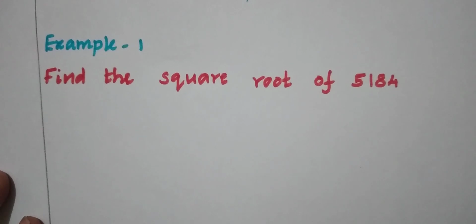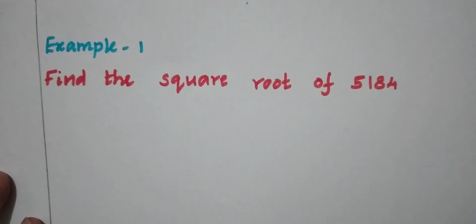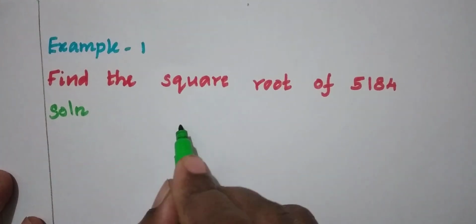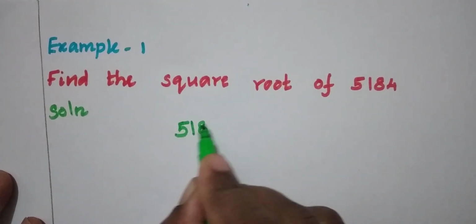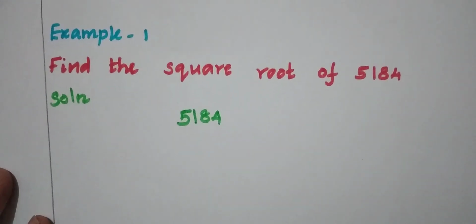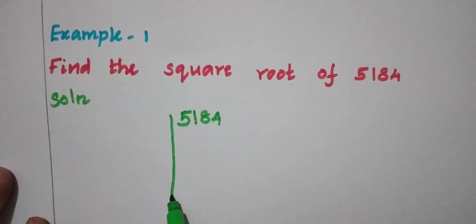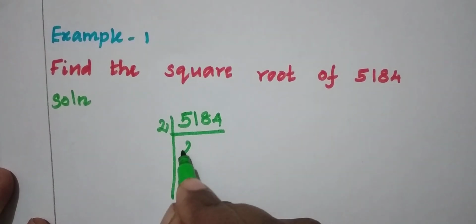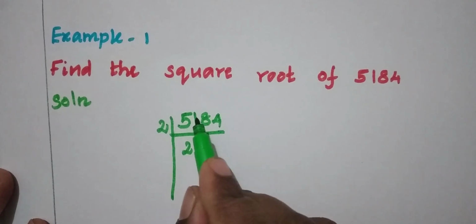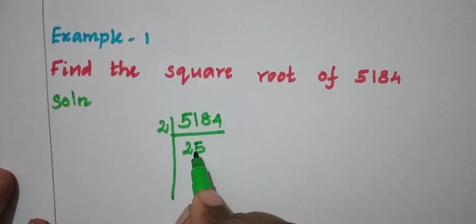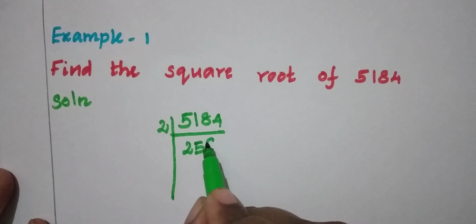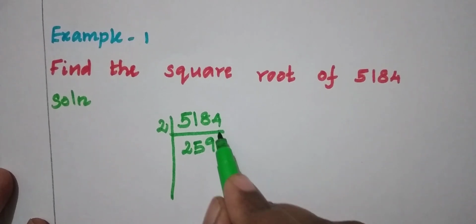Let us solve the examples. Example 1. Find the square root of 5184. Always start with small numbers, then it will be easy for you to find the answer. So this is an even number, so we are starting with the 2 table. 2 5s are 10, remaining 1, 11, 5 2s are 10, remaining 1, 18, 9 2s are 18, and 2 2s are 4.